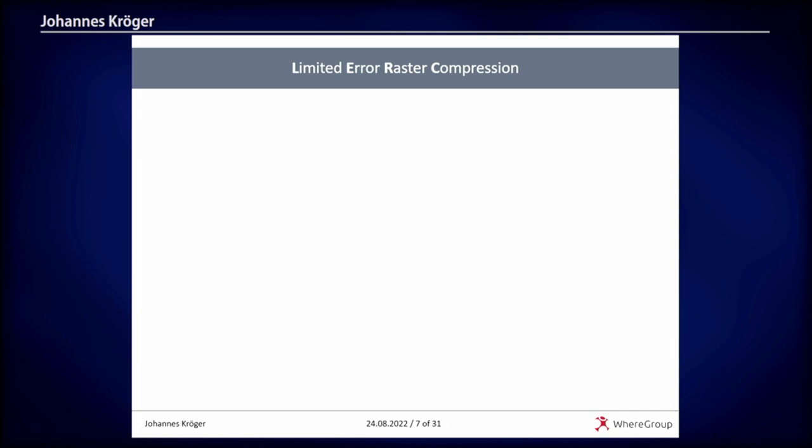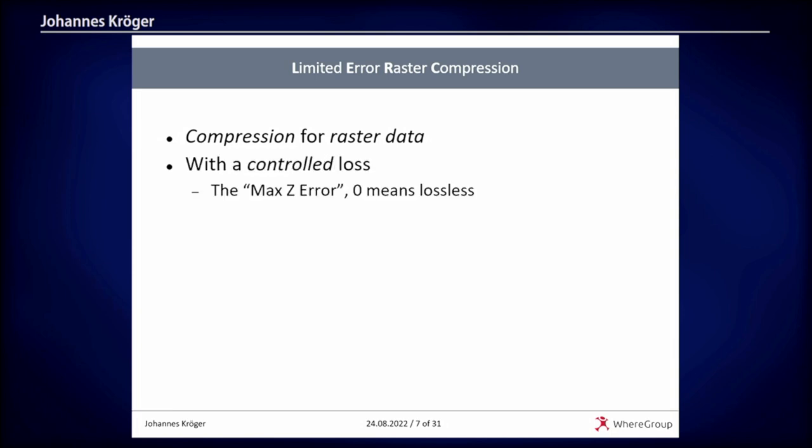LERC stands for Limited Error Raster Compression. So raster compression, it's compression for raster data. And this limited error means that there's a controlled loss. So we as a user can decide, oh yes, please compress this. You're also allowed to lose some data, but please keep it accurate up to this decimal number. So like, please keep the centimeters, but throw away the nanometers. That's the idea in LERC. And if you say, oh no, you might not introduce any error, it's lossless in the end.